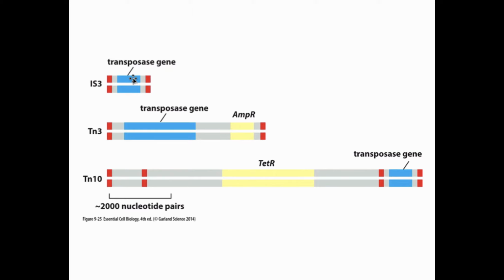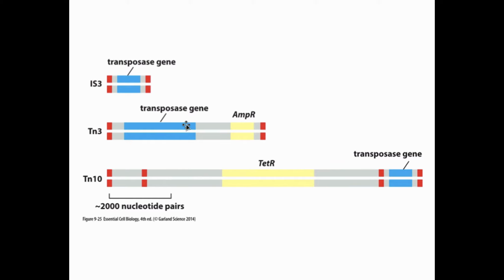Once activated, the product of this gene produces an enzyme which has the ability to move the transposable element from one segment of DNA to another. An alternative arrangement that we've seen in other transposons is the compound transposable element. Very similar to the simple transposable element up here, the compound transposable elements contain more genes.